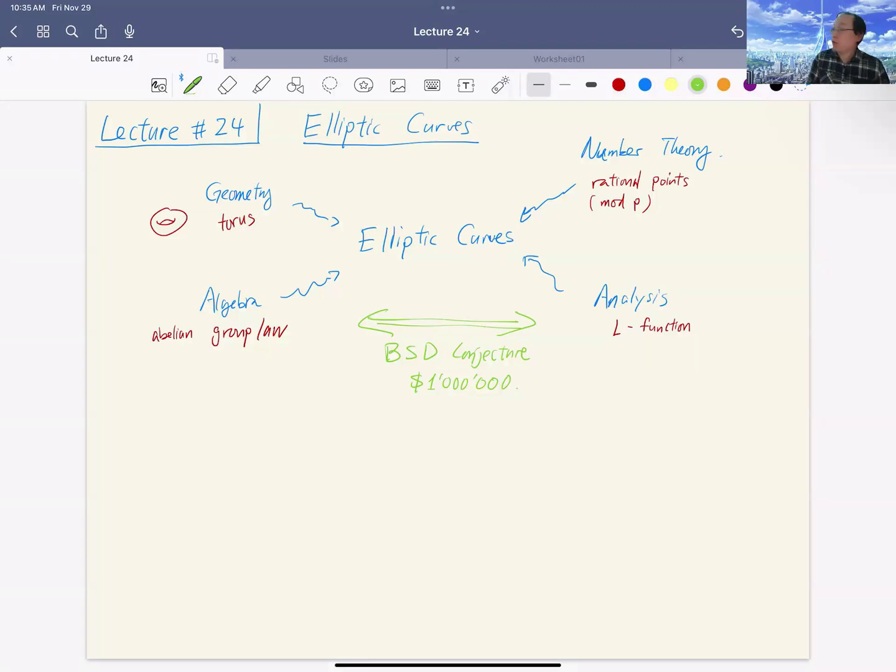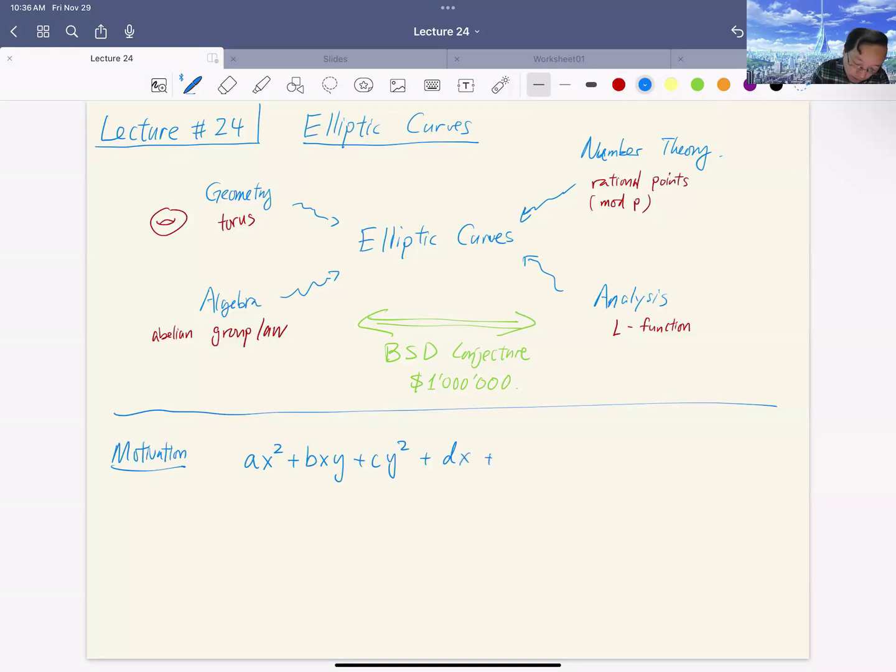Why are elliptic curves so important and special? We can start with some motivation before we talk about the definition. Let's just look at quadratic equations. We have quadratic equations in two variables. The most general form, you can have quadratic terms, you can have linear terms, you can have a constant. So this is the most general quadratic equation in two variables.